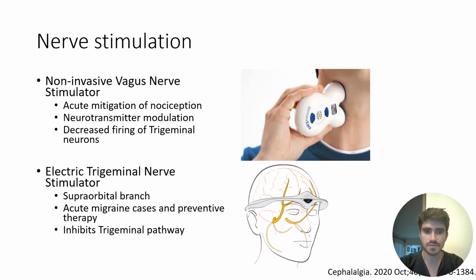We also have interesting non-pharmacological treatments. One of these is the non-invasive vagus nerve stimulator, which blocks some of the nociceptors and decreases the firing of the trigeminal neurons. There is also the electric trigeminal nerve stimulator, which works on the supraorbital branch, and it prevents migraine attacks as well as treats acute migraine cases because it inhibits the trigeminal pathway.